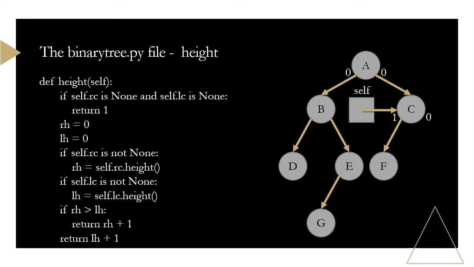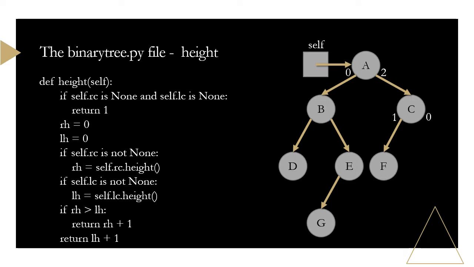Now both values RH and LH are compared at C and we find that RH is smaller than LH. So we return LH plus 1 to A. We return 2 to A. Since this value is coming from C, it will be placed in RH of A. A has just received an answer from its right subtree.